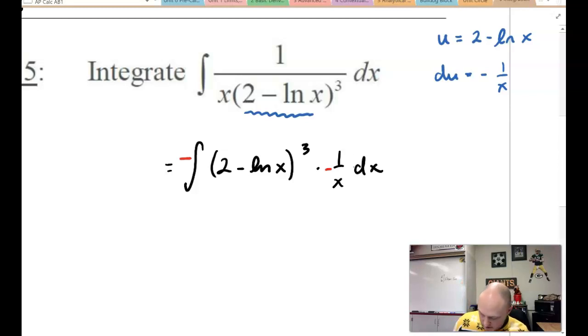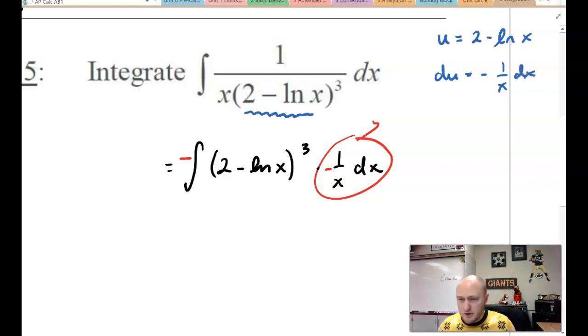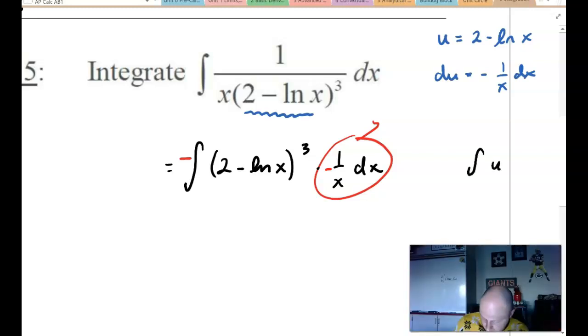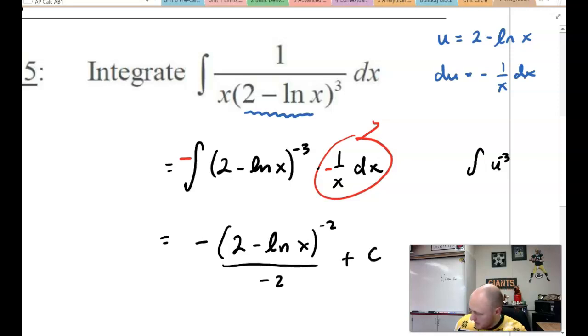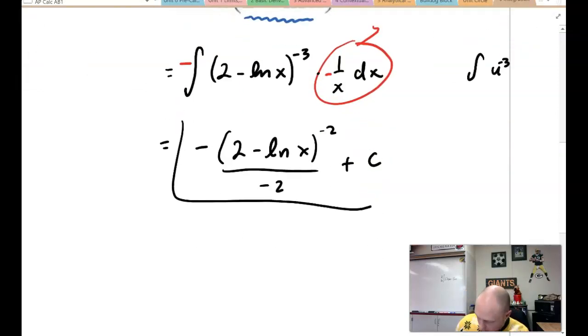Okay, so here is our hook, right? I have the dx over here. There's our hook. That's going to go away. And essentially what we're integrating here is u to the power of negative 3. Okay, so this gives us negative 2 minus natural log of x to the power of, if I add 1 here, we get negative 2, and then we'll divide by negative 2 plus c. Okay, and there you have it.